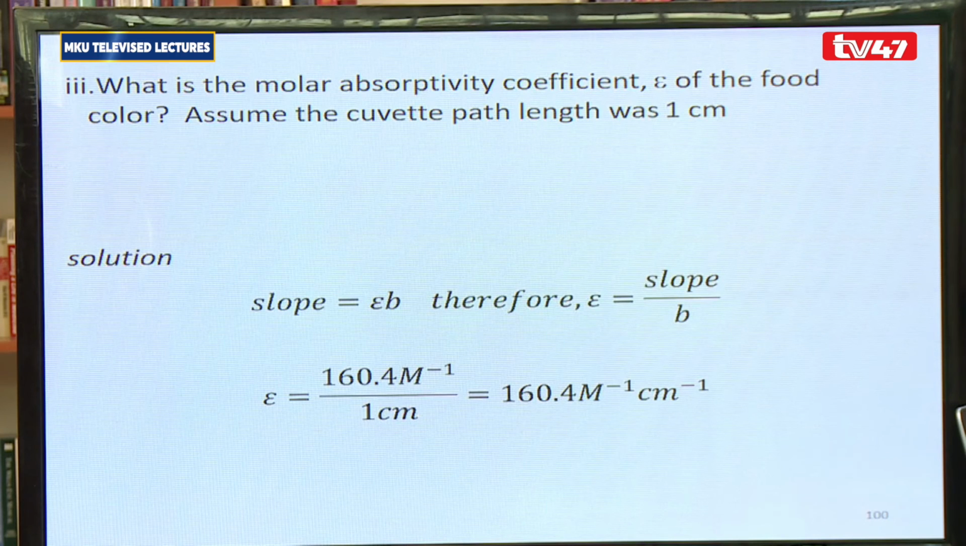By definition, the slope is the product of the molar absorptivity times the path length. And therefore, we can make the molar absorptivity the subject of the formula, and we can determine that by taking the slope, dividing it by the path length. The slope is going to be 160.4 per molar.